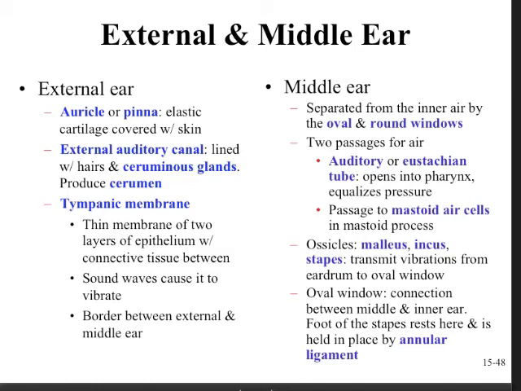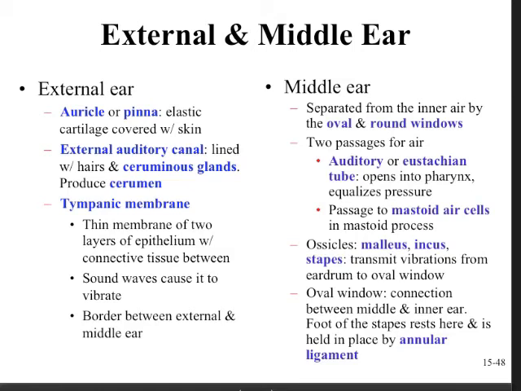The middle ear is separated from the inner ear by the oval and the round windows. These are very thin membranes. On top of the oval window is a little tiny bone called the stirrup, and the round window is essentially a pressure relief mechanism for the cochlea. Essentially, when sound comes into the ear, it gets focused by the pinna onto the tympanic membrane. This causes the ossicles to vibrate.